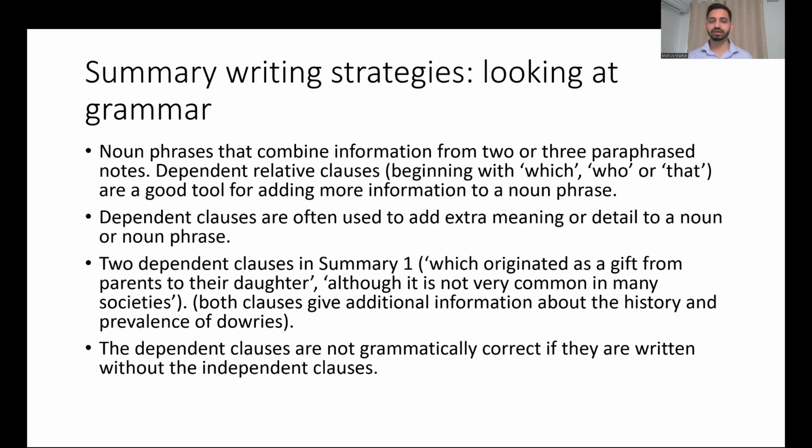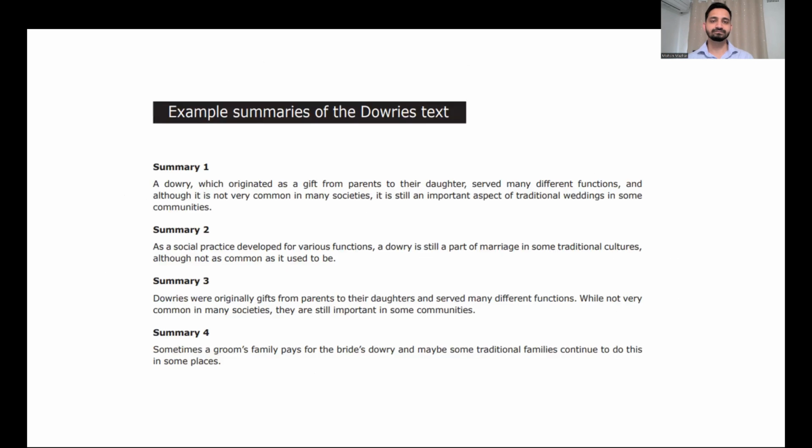All of these words connect the dependent clauses and the independent clauses, with the independent clause at the start. The dependent clauses are not grammatically correct if they're written without an independent clause. So it's very important that you can't just write these 2 clauses: which originated as a gift from parents to their daughter, although it is not very common in societies. They will not make sense unless you add an independent clause at the start, which is going to be about dowry being a practice of the past, for example, and then you move on and talk about additional information. Be careful that you must have an independent clause at the start.